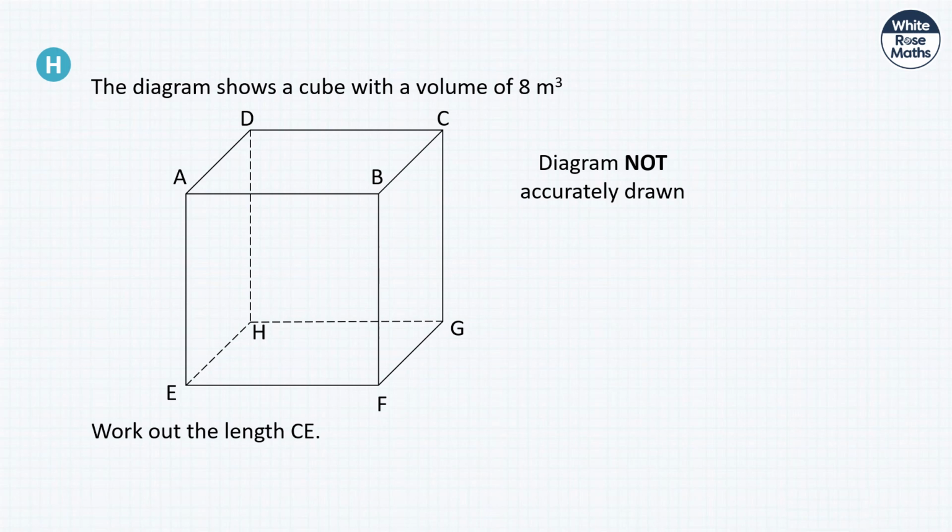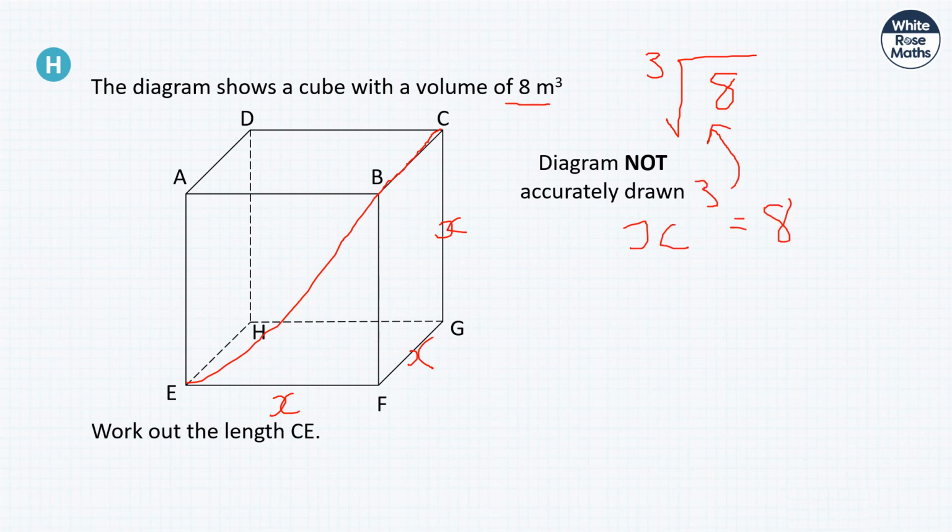Okay, so the diagram shows a cube with a volume of 8 meters cubed. Work out the length of CE. So CE. Okay, step 1 is to work out your side lengths. So the volume, so working backwards, if I do the cube root of 8, that will give me what the side length is, because that's x there, that's x there, and that's x there. X times x times x equals x cubed, so x cubed is equal to 8, so to work backwards, I do the cube root of 8 equals x, so x is equal to 2 centimeters.